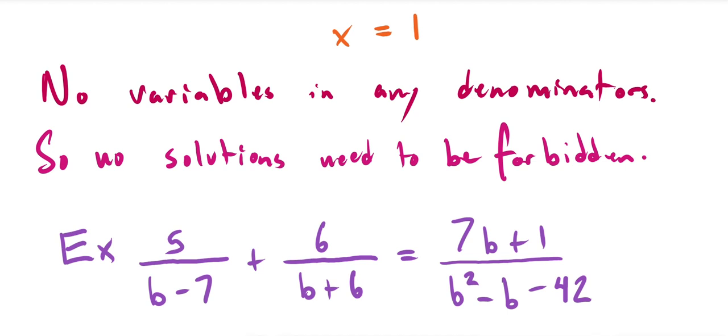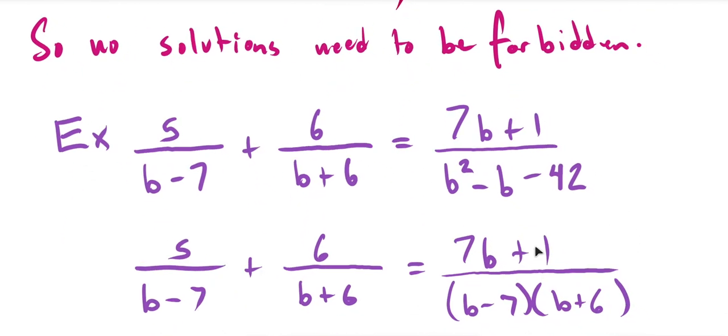On the other hand, here's an example that has some variables in the denominator. In fact, it's got a lot of them. It's got b's everywhere. So we've got 5 over b minus 7 plus 6 over b plus 6, and then we have 7b plus 1 over b squared minus b minus 42. So this is an expression of rational functions. And what we could do, yes, we could combine these using the methods that we learned from the last video about how to get common bases and all of that. But let's be even simpler about it.